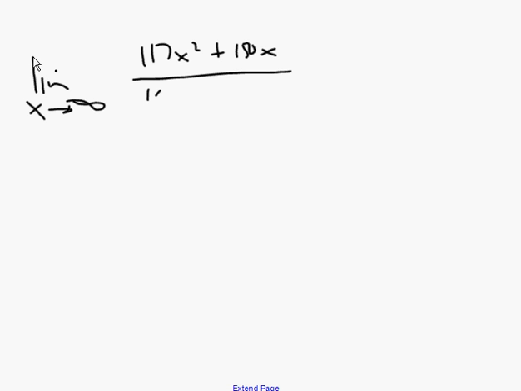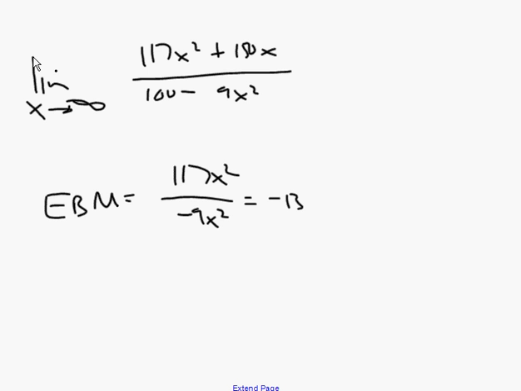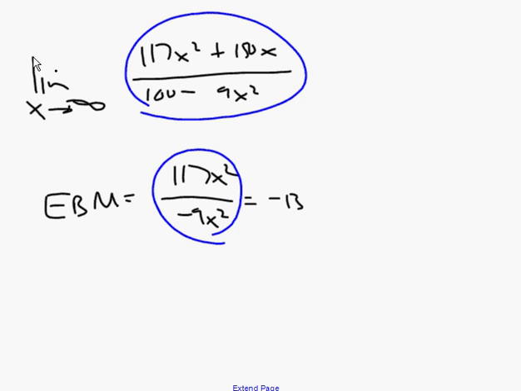It would be fair to ask now, how come when we get a limit like this, 117x squared plus 150x over 100 minus 9x squared, we can just use an EBM, this EBM thing, the highest power term on the top divided by the highest power term on the bottom, or in this case, negative 13? Well, the reason this works is because this thing here and this thing here get, I won't say closer and closer together, but they behave the same way when x gets really big.